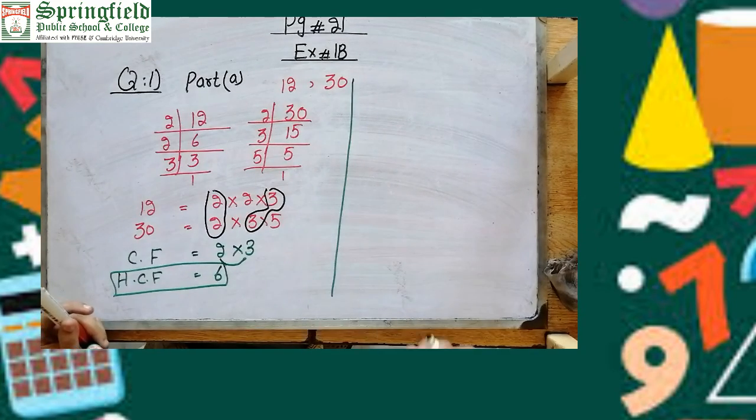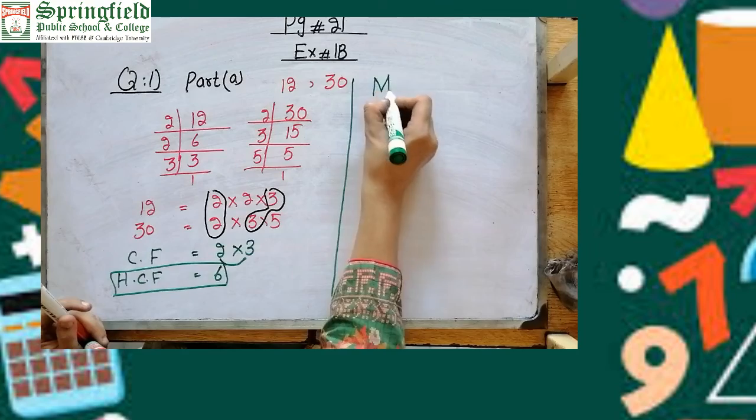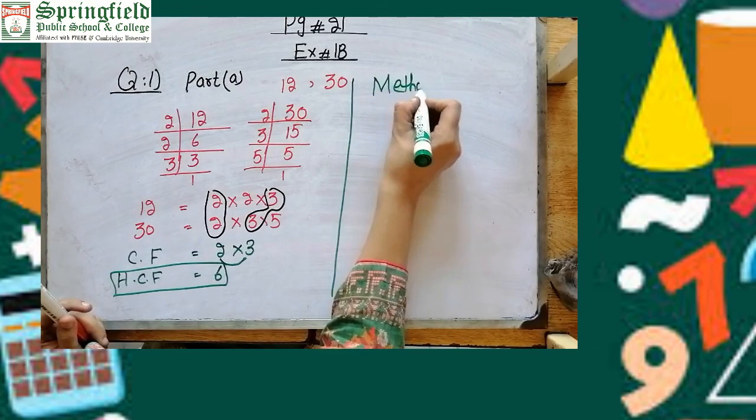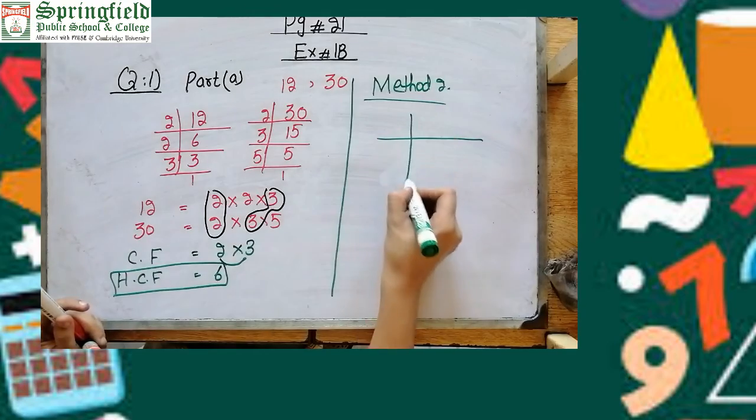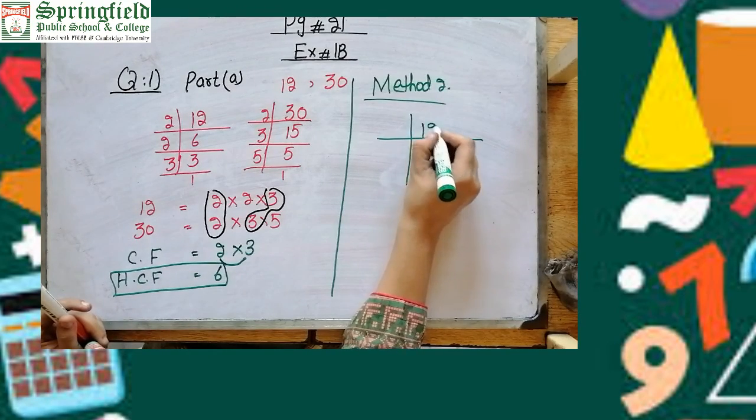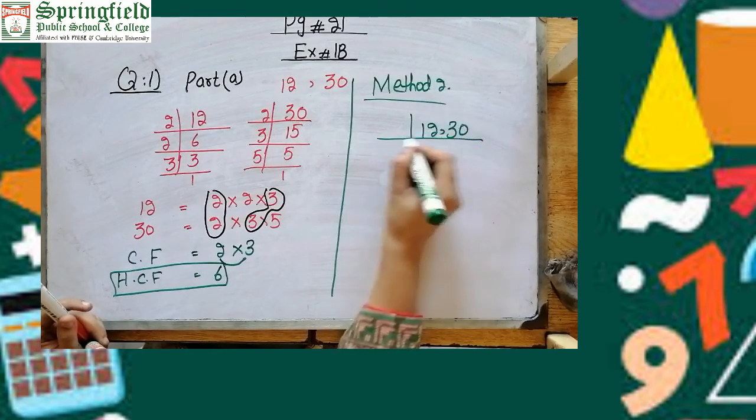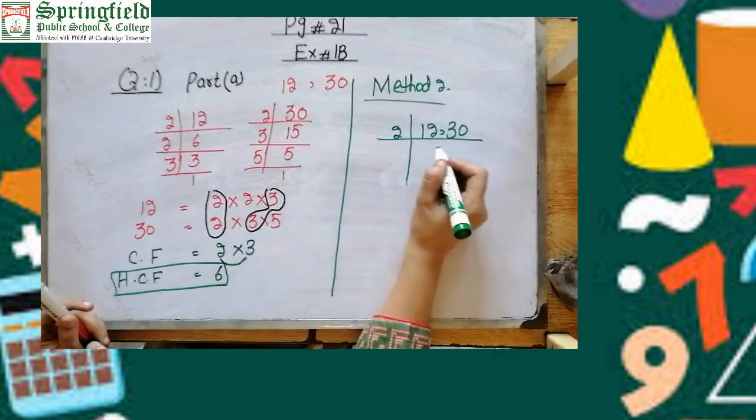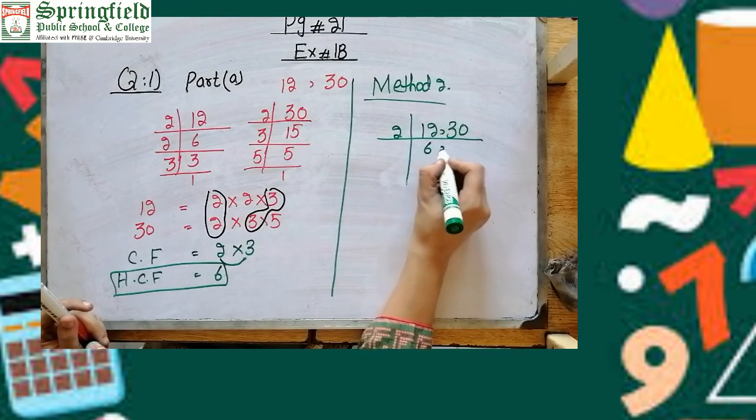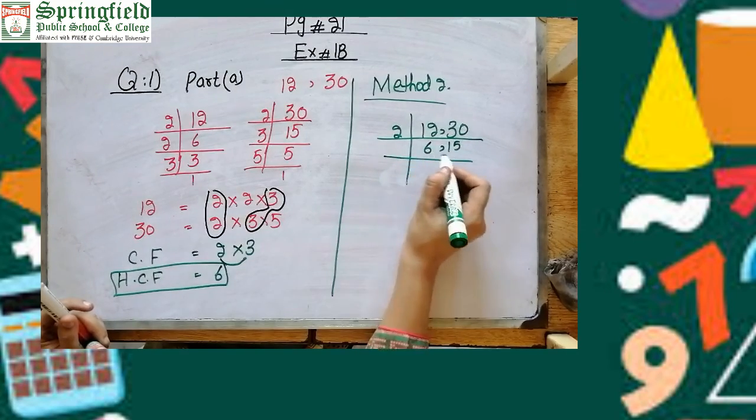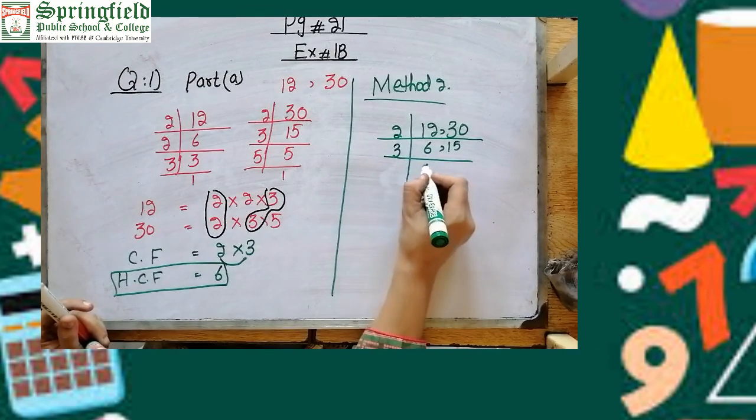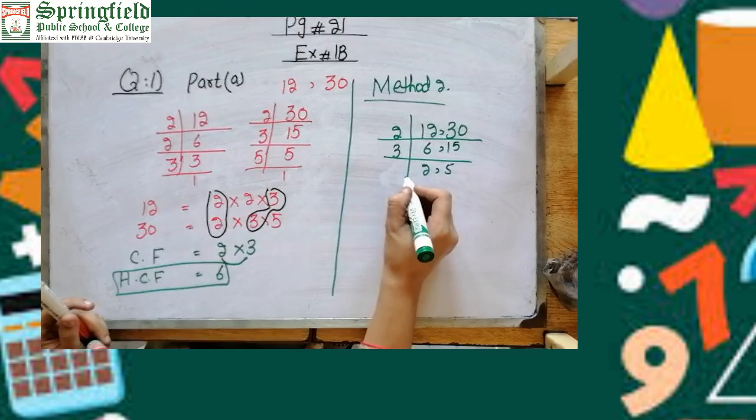Okay, you can use the second method. It's your choice. According to the second method, we will find the factors of 12 and 30 at the same time. We will use a table in which both the numbers come. 2 6s are 12, 2 15s are 30. And 6 and 15 come in table 3. 3 2s are 6, 3 5s are 15.